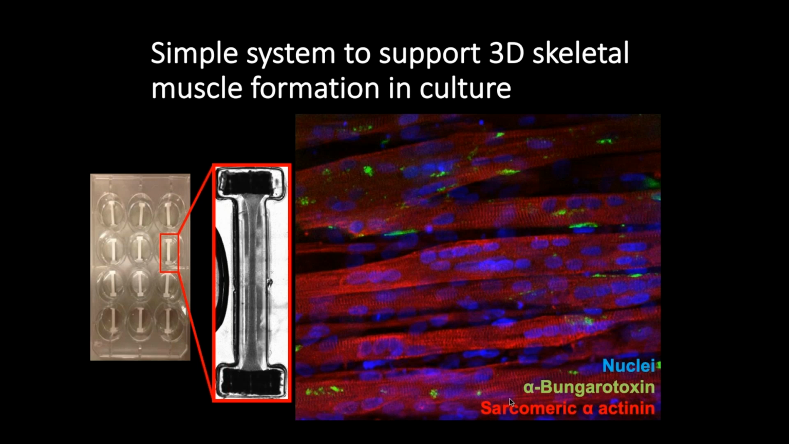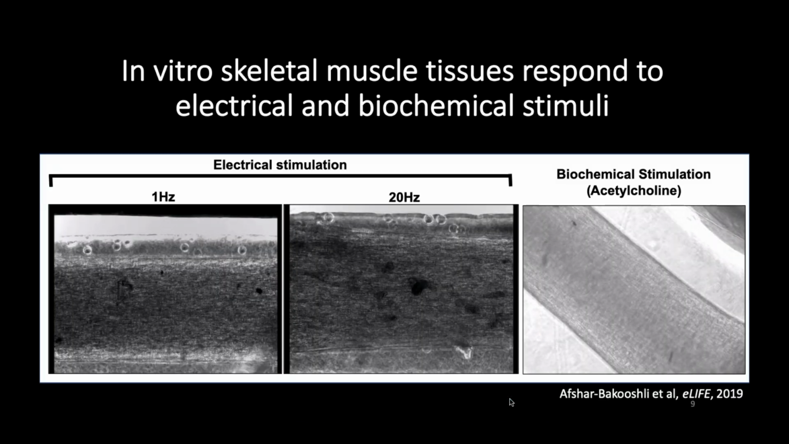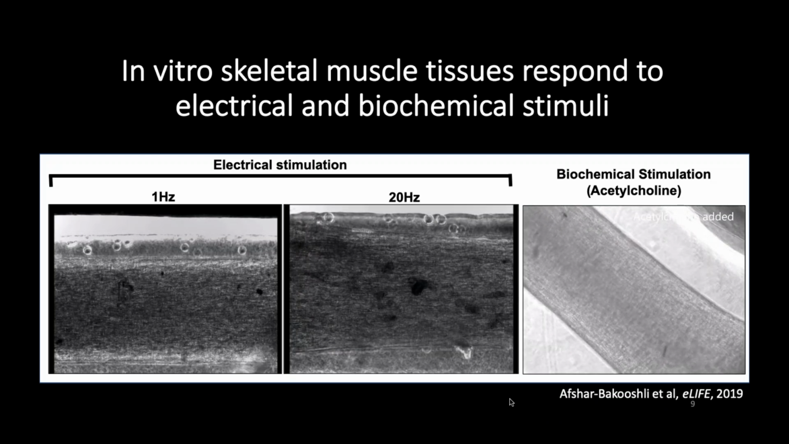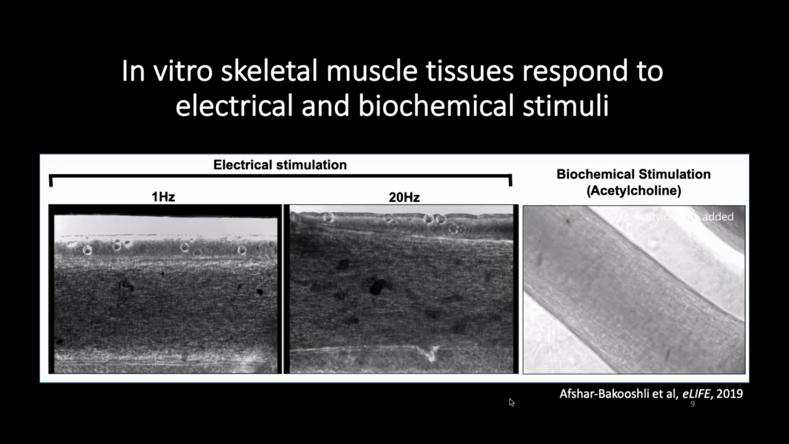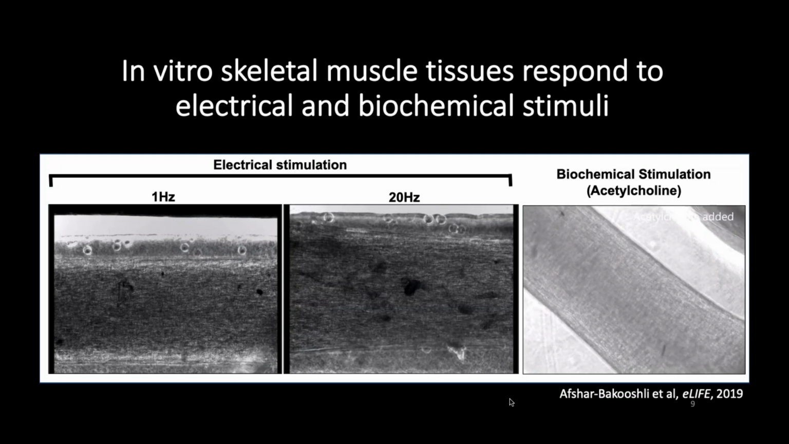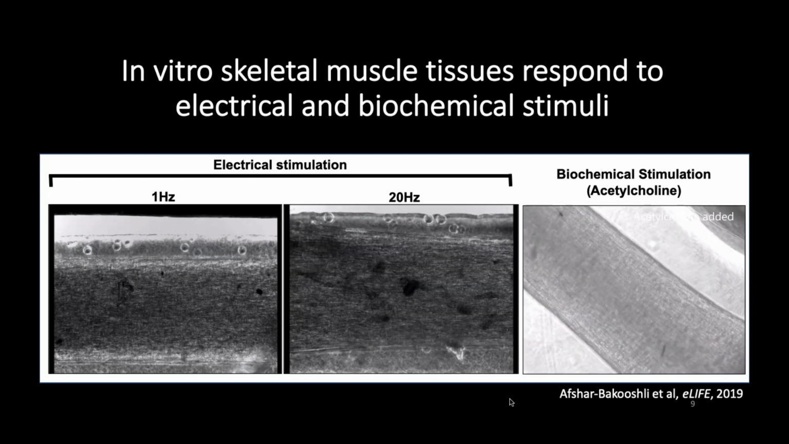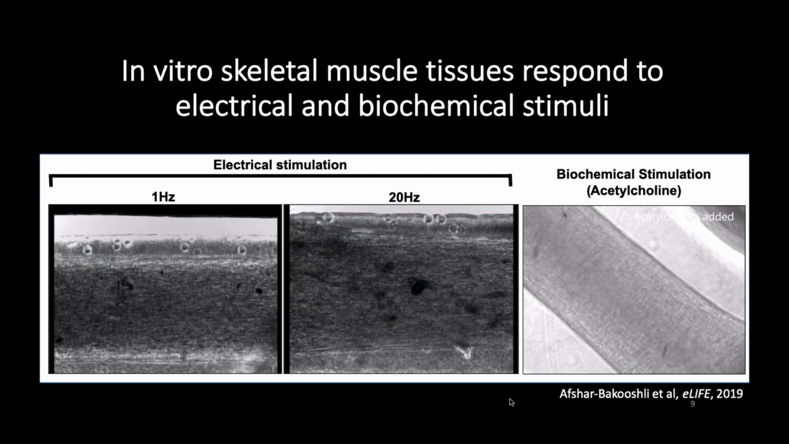And if we take this image and flip it to the side and immunostain, what you can see is many, many aligned multinucleated muscle fibers. You have your nuclei in blue, and you can see the beautiful striation of these multinucleated human muscle fibers. Now, just as others have seen, we can take these muscle tissues and stimulate them with electrical stimulation or chemical stimulation, in this case acetylcholine, and we see that these multinucleated striated muscle fibers are competent to contract.